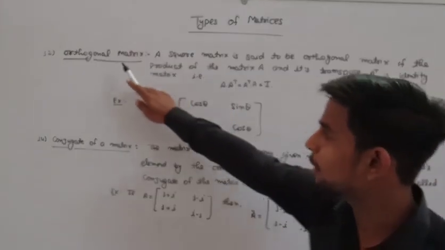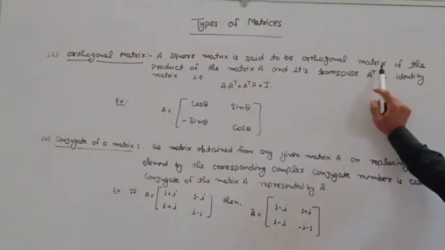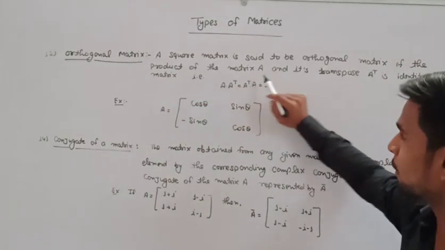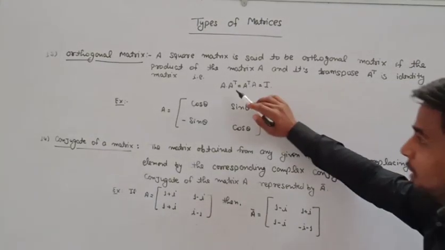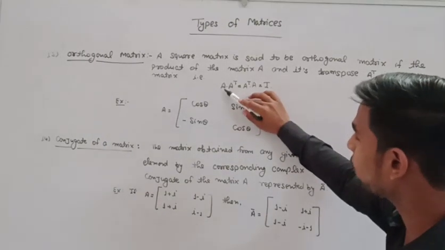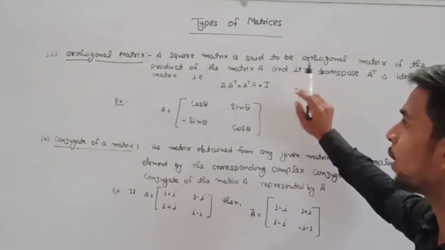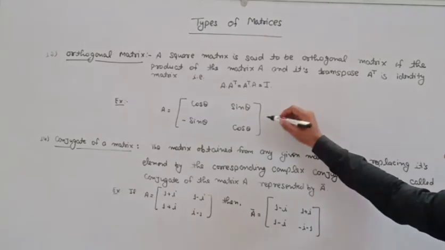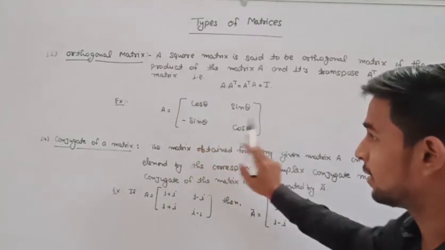The next type of matrix is the orthogonal matrix. A square matrix is said to be an orthogonal matrix if the product of the matrix A and its transpose A transpose is the identity matrix. Here we can see that the multiplication of A and A transpose, or A transpose and A, is equal to I. Here we can check it on the example A is equal to cos theta, sin theta, minus sin theta and cos theta.